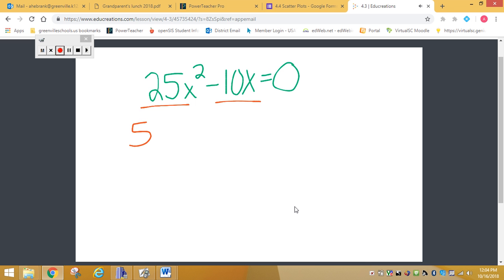And they both have an x, so I can take an x out. So I'm going to factor that out. And the way you factor it out is by division. So 25 divided by 5 is 5.